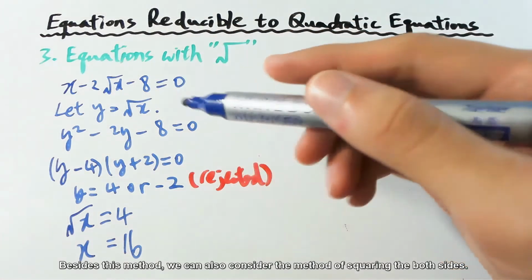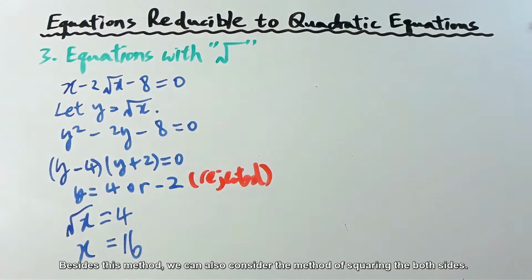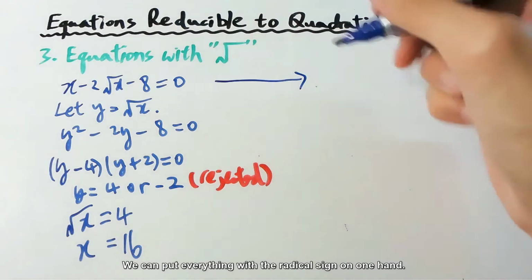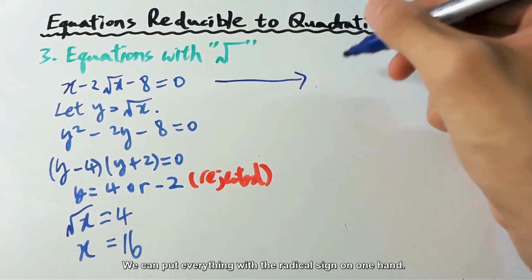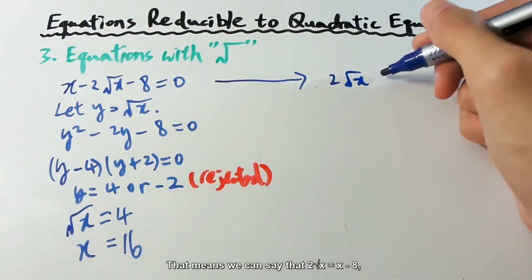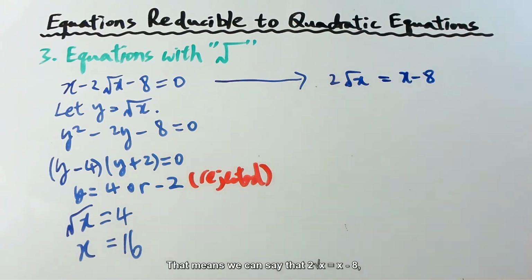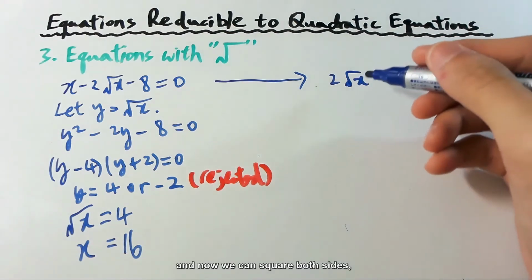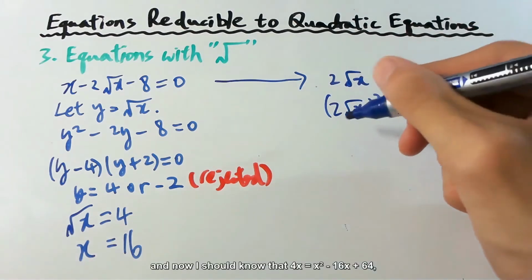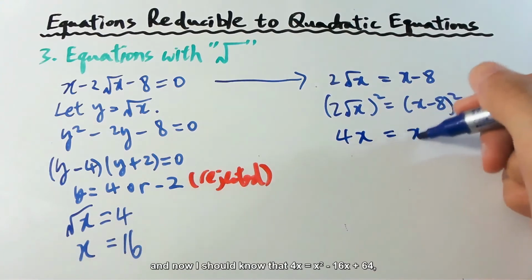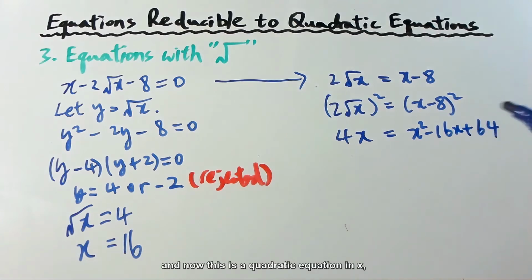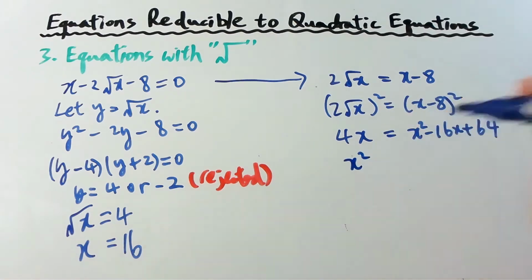Besides this method, we can also consider the method of squaring both sides. That means this equation can become something like this. We can put everything with the radical sign on one side. That means we can say that 2 root x is equal to x minus 8. And now we can square both sides, which means we do something like this. And now 4x is equal to x squared minus 16x plus 64. And now this is a quadratic equation in x, and I can solve it.